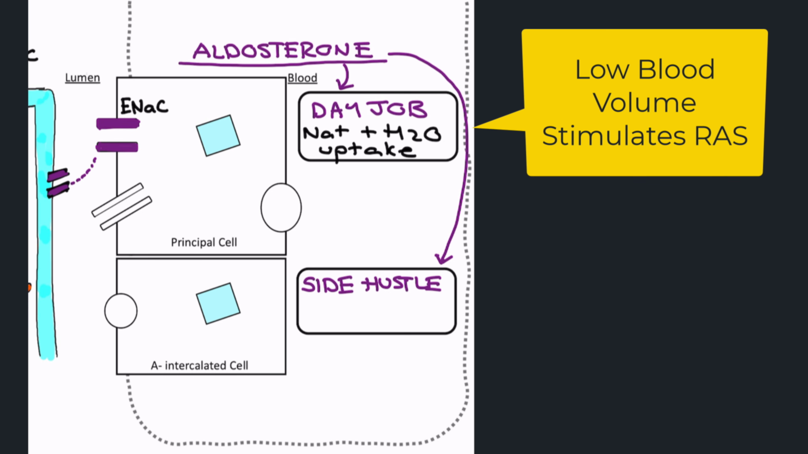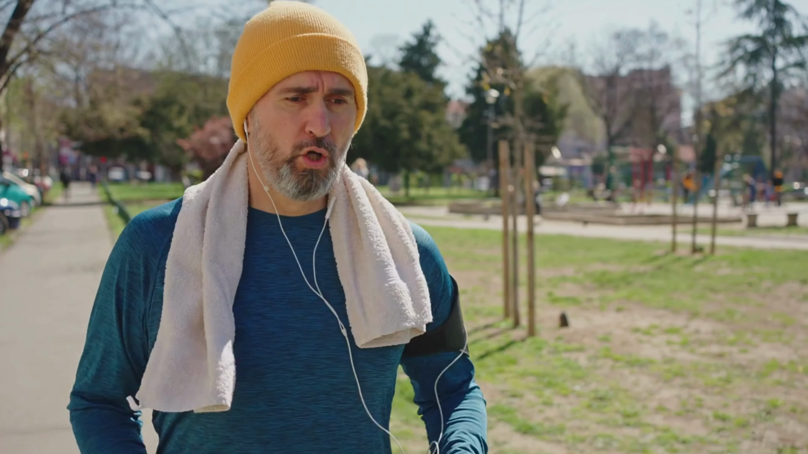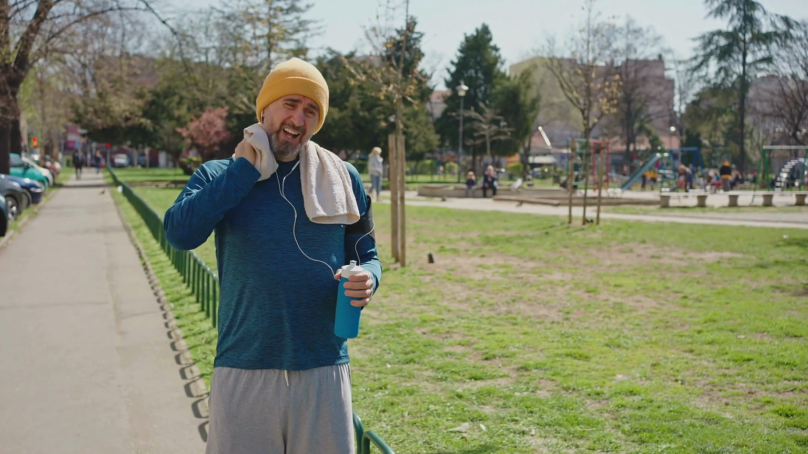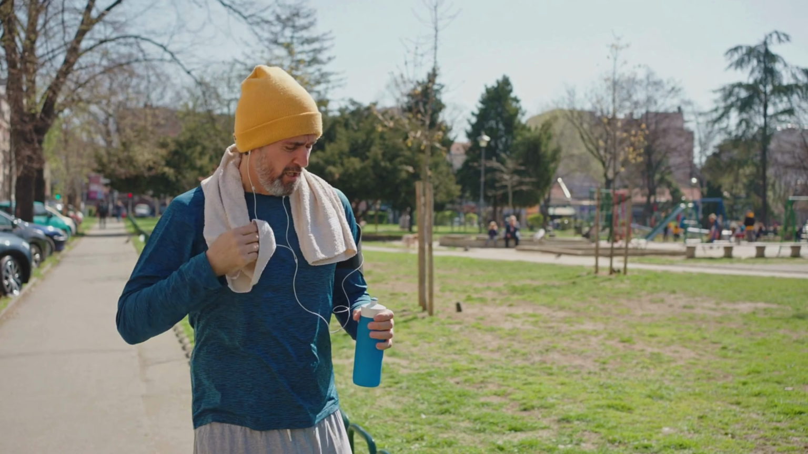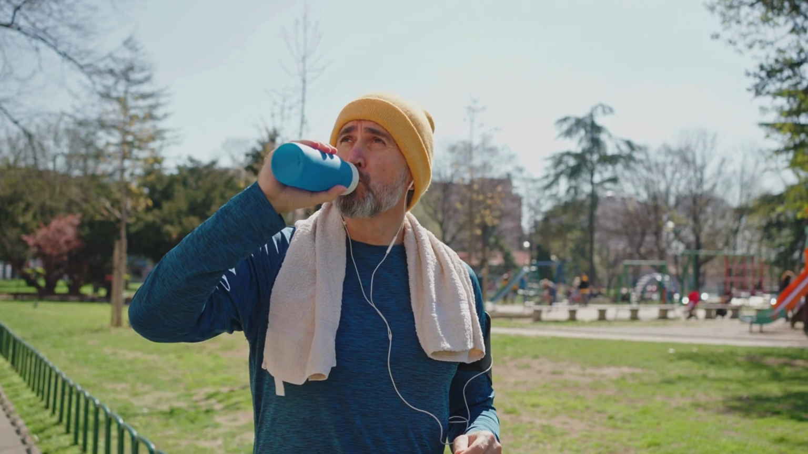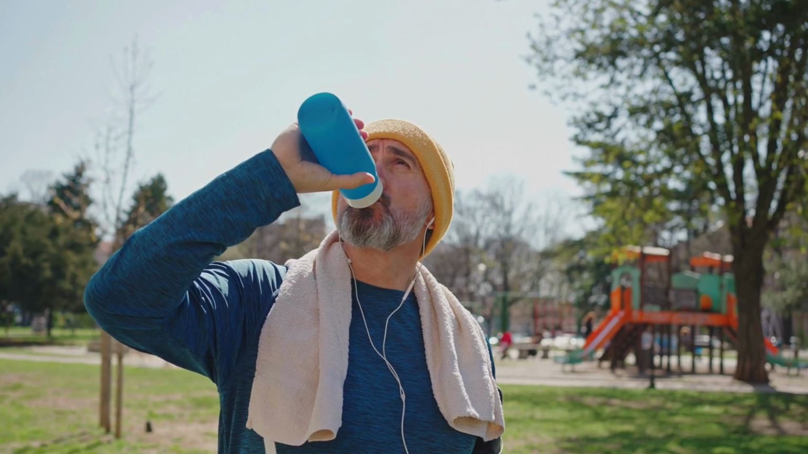So when we have a low blood volume, we activate our renin-angiotensin-aldosterone system. Aldosterone comes here with the intention of improving sodium uptake, and therefore we can absorb more water as well.